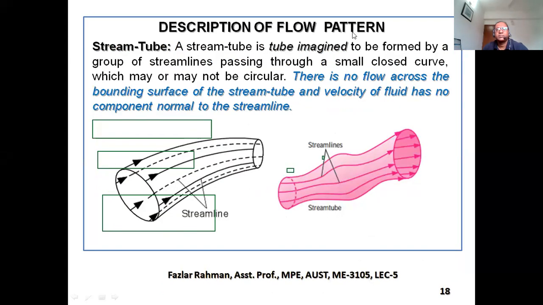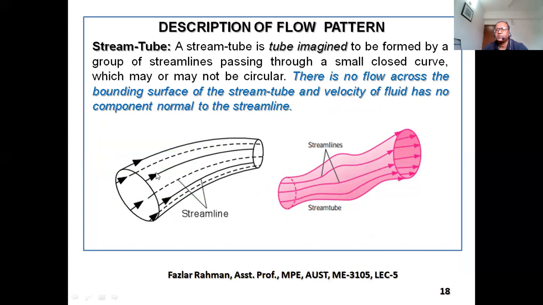Then we learn some definitions, such as what is a stream tube. It is an imaginary tube for fluid flow where all the streamlines pass from one end to the other end, and there will be no intersection of the streamlines. Also, there should not be any flow perpendicular to the streamline. That is the main characteristic of a stream tube.